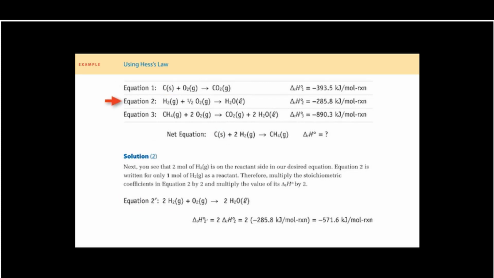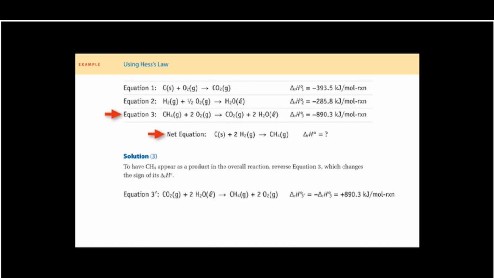We are not as fortunate with the second equation. We see that both this equation and the overall equation contain hydrogen gas as a reactant. However, equation 2 is written for 1 mole of hydrogen gas, where the overall equation requires 2. This is easily fixed by doubling the stoichiometric coefficients in equation 2. It's important that we remember to also double the enthalpy change from negative 285.8 kilojoules per mole reaction to negative 571.6 kilojoules per mole reaction. I'm going to go ahead and use a prime signal to designate the adjusted reaction.